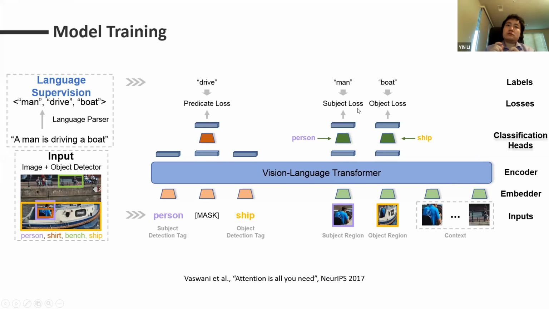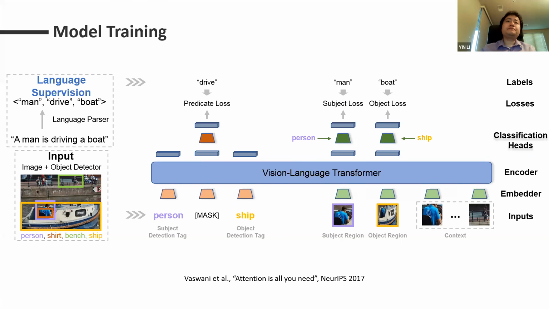This is because our detection tags and the sentence tokens can be quite different. They might be a different dictionary, right? So here the object detector tells us person and ship, while the sentence token tells us man and boat. We're just trying to use this sort of triplet transformer network to fill in the predicate and try to correct the subject and object names.